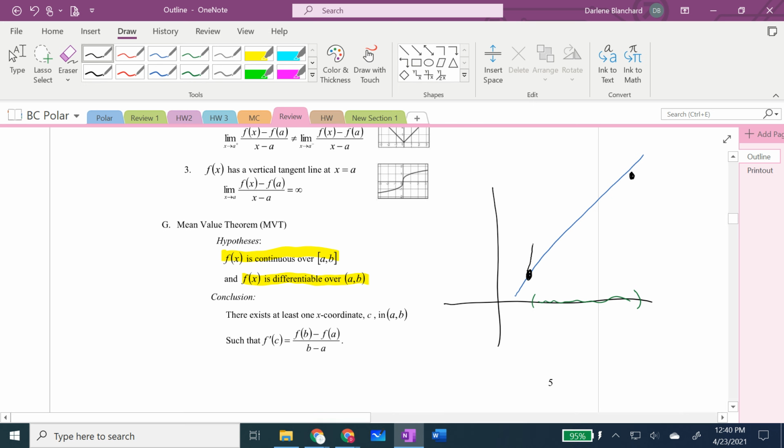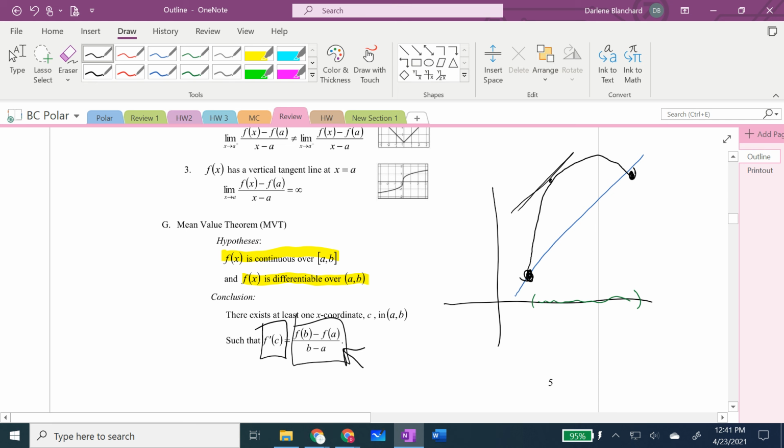So maybe it's like this. You have somewhere along here a slope of a tangent line that is parallel. It's maybe about there-ish. And that's where you set the derivative of the function equal to the slope through the endpoints. This blue line has a slope given by this formula.